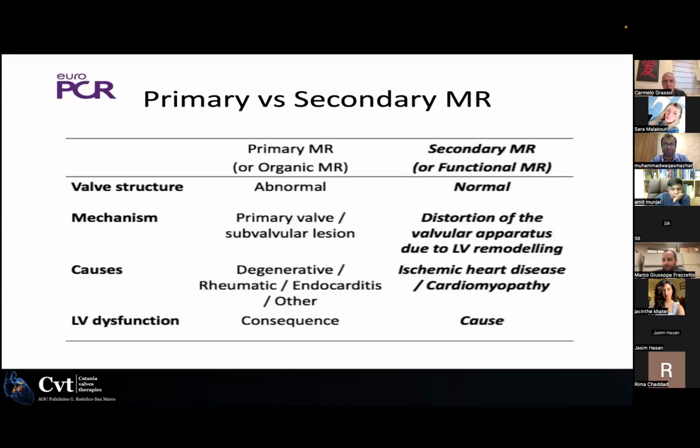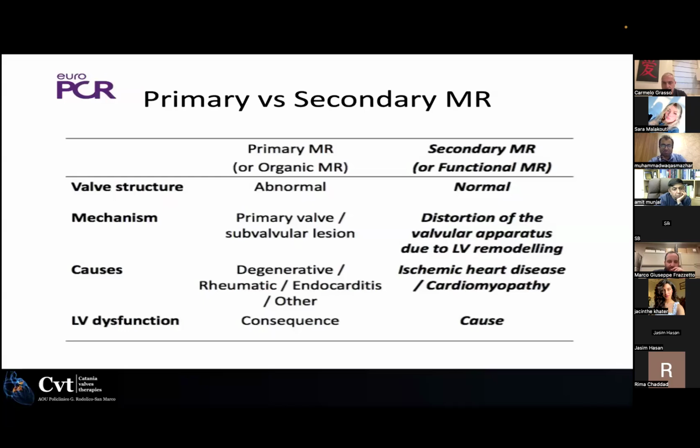I don't want to teach you the difference between primary and secondary MR, but we know that there are two different entities. Primary MR is something directly due to the abnormality of the valve, and so the lesion and the mechanism is due to a malfunction of the leaflet at the valve. It may be degenerative, rheumatic, or due to endocarditis. And LV dysfunction is a consequence of mitral regurgitation.